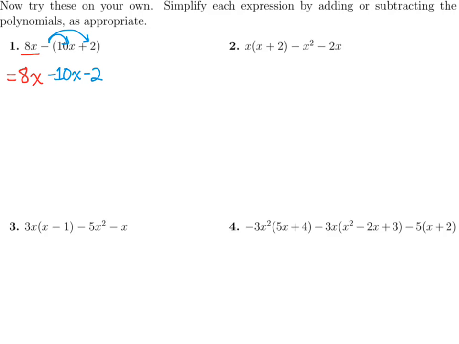Alright, so the 8x, then the negative 1 distributes to make negative 10x minus 2. And then when you combine like terms, that makes negative 2x minus 2, and you're done. Okay, now go ahead and please try number 2 on your own. Again, I'll wait a few seconds so you can pause the video, and come back as soon as you've given it a go.